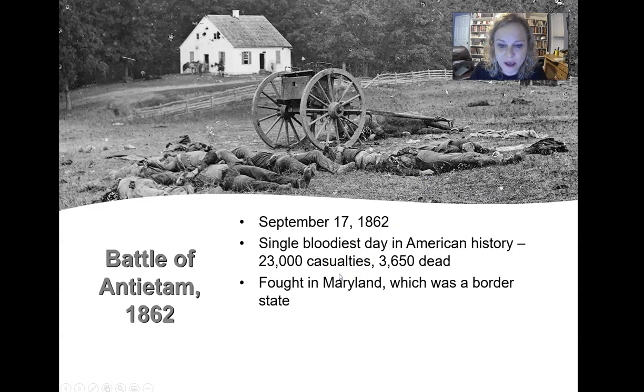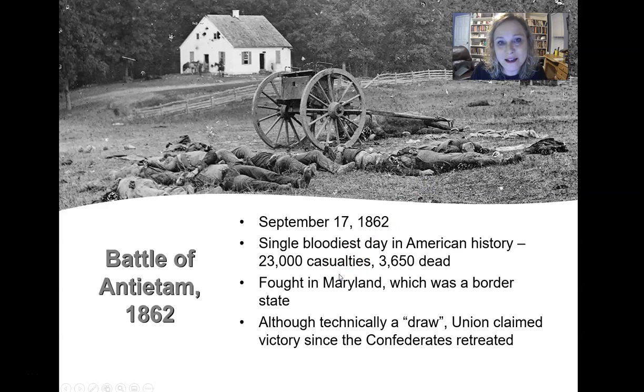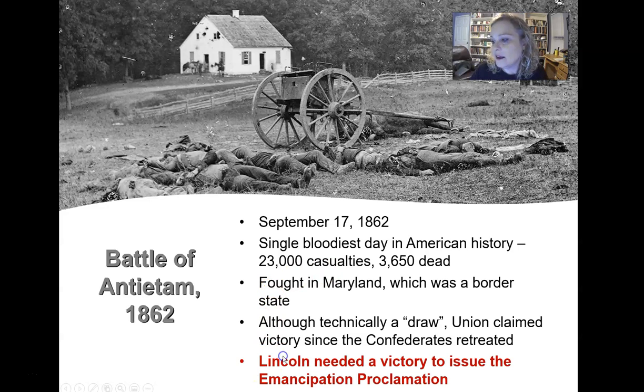So it was fought in Maryland, which was a border state, and it was technically a draw. But the Union kind of claimed a victory because they were able to repel the Confederacy out of the border states. Lincoln said, well, this is enough of a win, even though it's not a huge win. This is enough of a win for me to issue the Emancipation Proclamation.